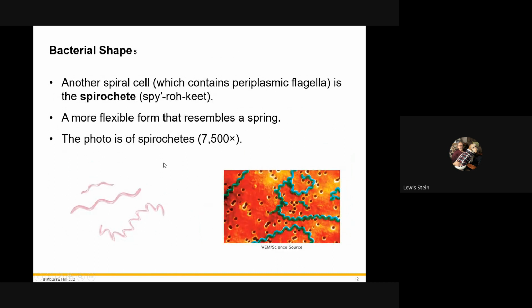And then lastly, spirochetes. Spirochetes look like a really tight spiral, like a spring that you would see. Very much spring shaped and very, very famous. Two major diseases, one called syphilis, which I talked about briefly before, was part of that.